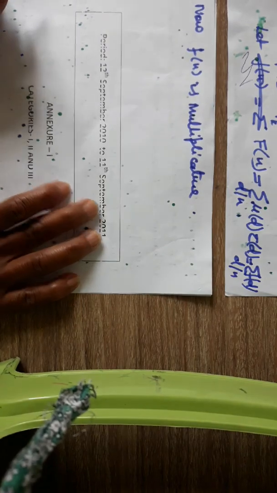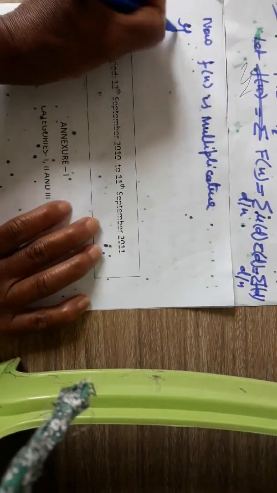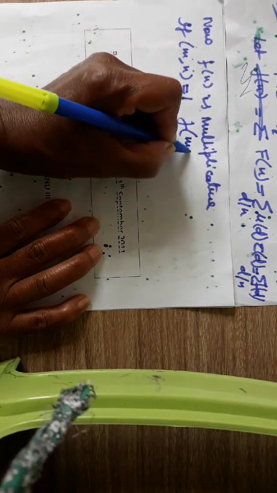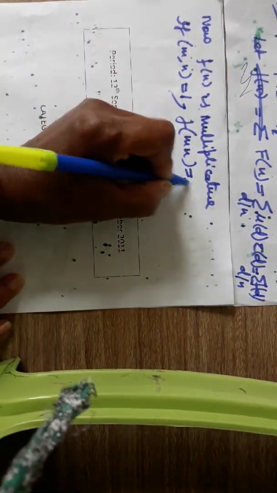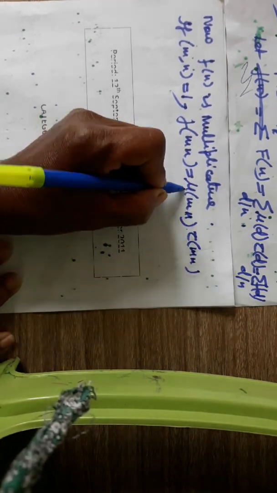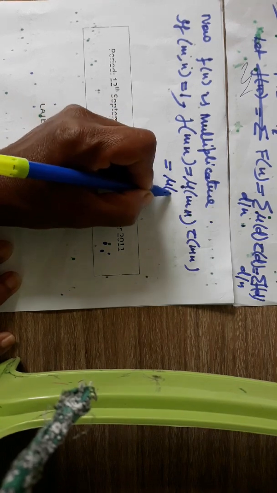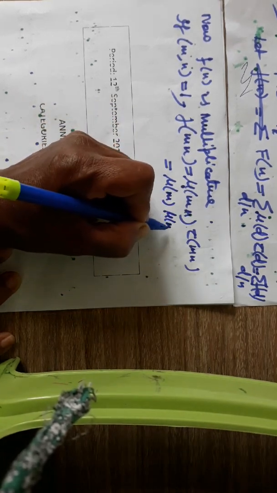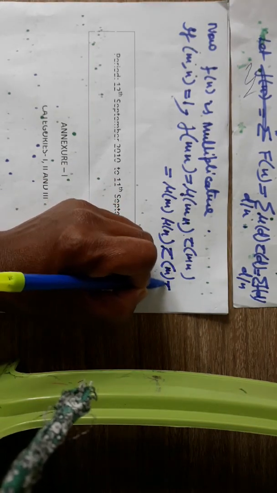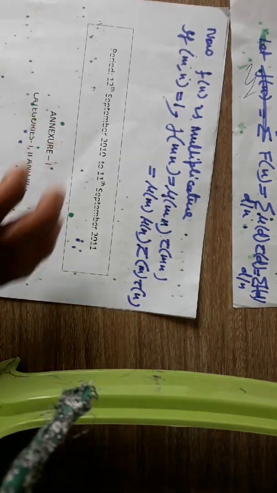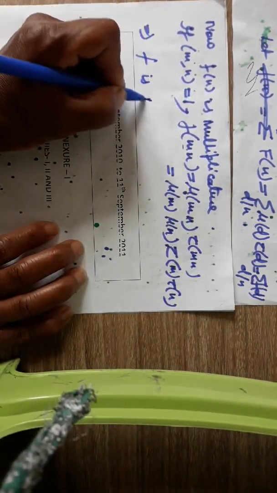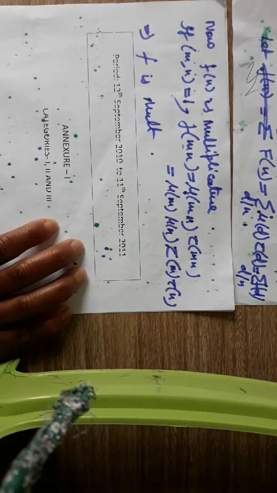To show that this is multiplicative, if you take GCD of m and n equal to 1, then what is f of mn? It is equal to mu of mn into tau of mn. But we know that mu is a multiplicative function, so it is mu of m into mu of n, and tau also is a multiplicative function, so tau of m into tau of n. So this implies that f here is a multiplicative function.